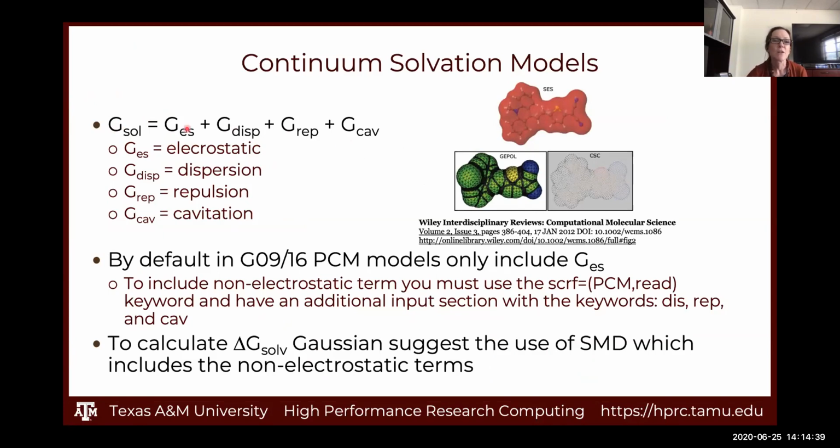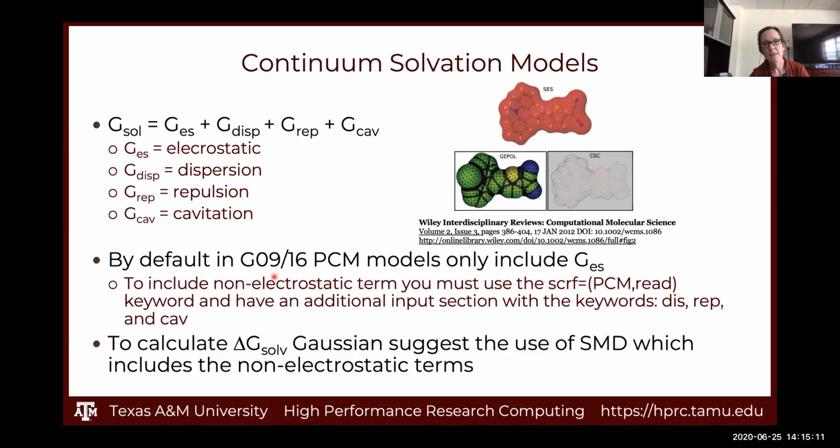Okay. So the electrostatic term is what you expect it to be. You've got charge on the surface, you have a charged dielectric bath, so it's that interaction. The dispersion and repulsion are more of the quantum effect, where you have the stabilization and repulsion in the van der Waals term. Okay. And then the cavitation is how much energy it takes to rip a hole in your solvent, okay, and put your solute in. That's the cavitation energy term.